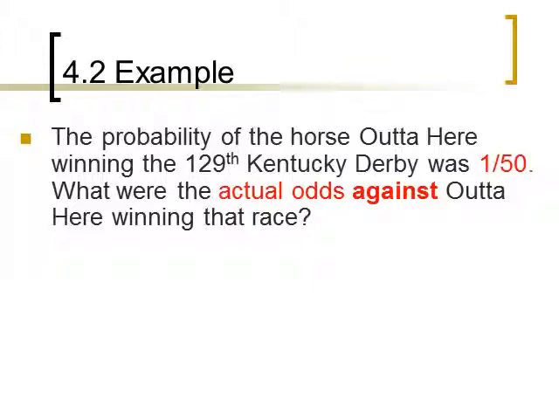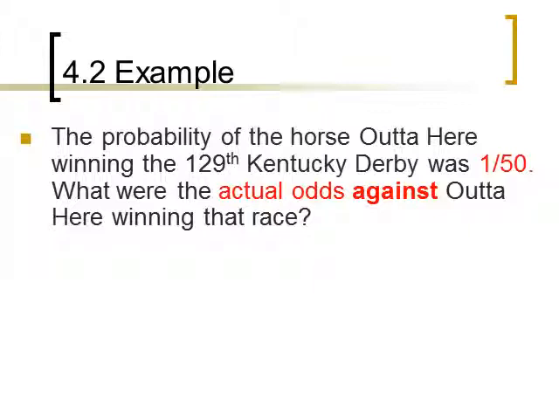Here's another gambling situation. So we get to look at a lot of fun things that maybe you've never been involved in before, but now you'll have a little bit of understanding about them. The probability of the horse Out of Here winning the 129th Kentucky Derby was 1 out of 50. What were the actual odds against Out of Here winning that race? So let's look at the first fraction that we have highlighted in red here, 1 out of 50. So what does that fraction mean? Well, if it's told to us that it's probability, then the denominator must be the total horses. So 50 total horses.